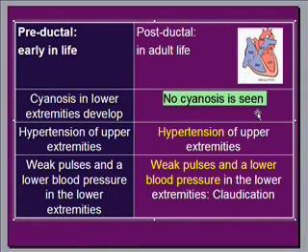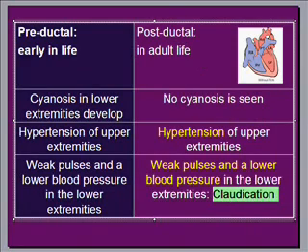In the postductal, if you look at this area now, you do not see a cyanosis in the lower extremity, and this is an important difference between these two cases. Another important clinical feature of the adult type of coarctation is that since the lower extremity is getting less amount of blood, patient will experience claudication. It is simply because of the hypoperfusion of the blood in the lower extremity.